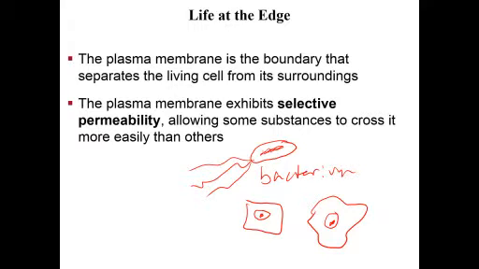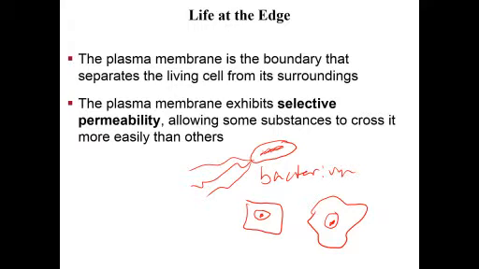The cell membrane, besides forming this outside boundary of the cell, functions as a barrier. It is selectively permeable. Permeable has to do with its ability to allow substances in and substances out of the cell. But the term selective means that it's very particular in what it allows to enter the cell and what it allows to leave.